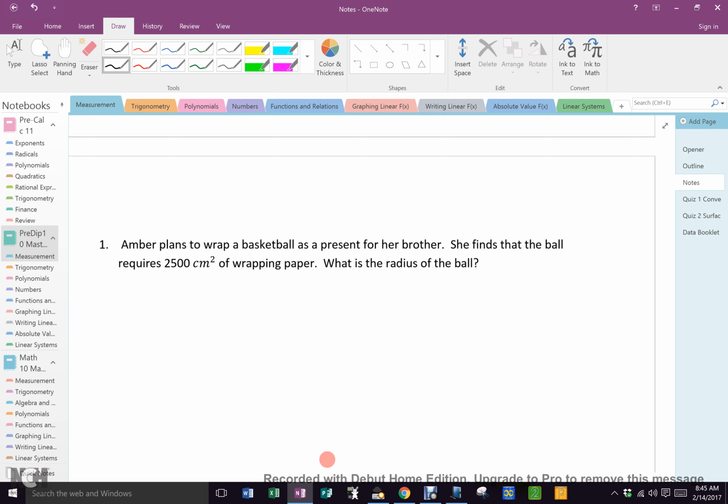Questions like this. So, do I care about, in this question, the surface area or the volume of the ball? Surface area. Why? Because I'm not wrapping the inside. That would be even stupider. So again, we have to use our surface area formula. We know that the surface area is 4 pi r squared, don't we?